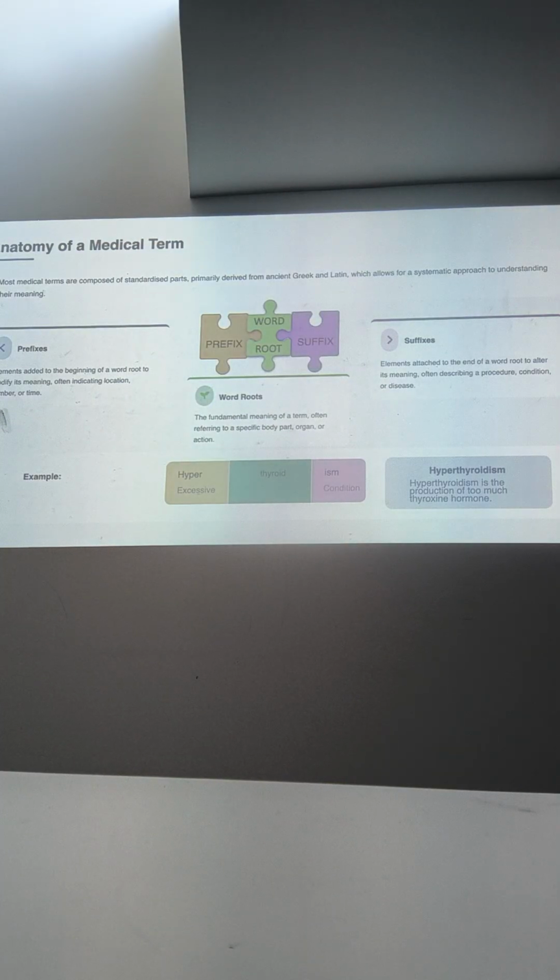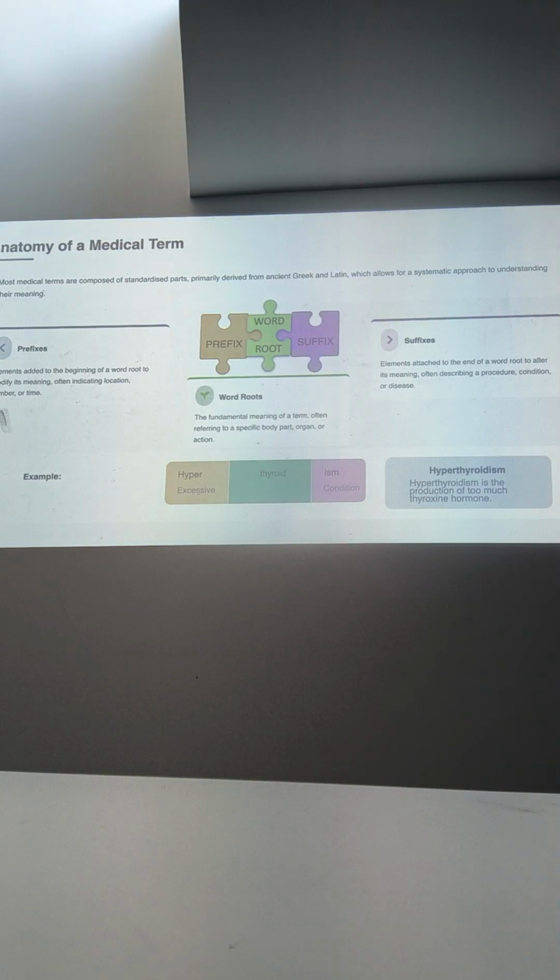Now, there is also anatomy to medical terms. Most medical terms are composed of standardized parts, primarily derived from ancient Greek and Latin, which allows for a systematic approach to understanding their meaning. So, usually, the way you'd see a medical term is there's a root word that everything else is built around it. And the root word is the fundamental meaning of the term, often referring to a body part, organ, or action.